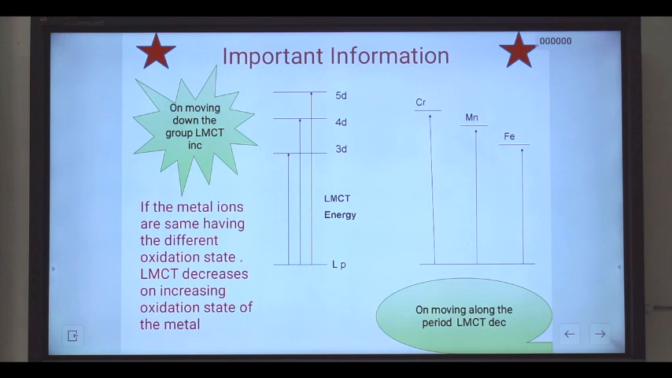exam. And similarly, this is on moving down the group. But when we consider moving along the period, like chromium, manganese and iron, chromium having atomic number 24, manganese atomic number 25, iron atomic number 26, what will happen on moving along the period? LMCT will go on decreasing.